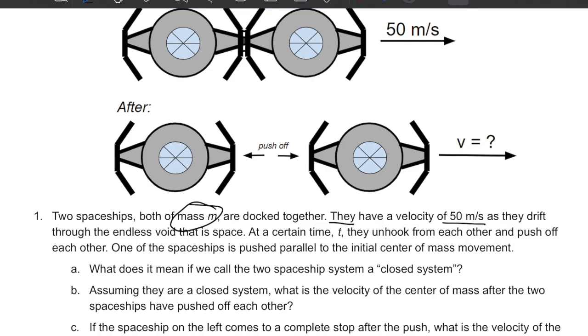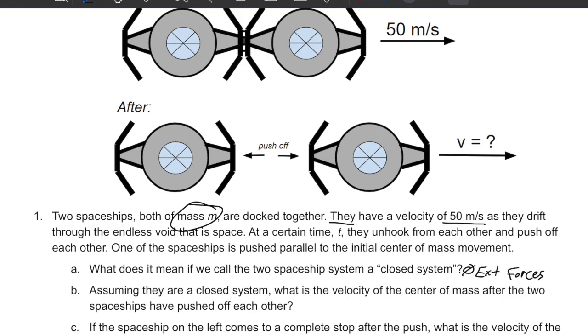We know that no external forces are acting on them, so as long as no external forces are acting on them, their system center of mass will remain at 50 meters per second, something that we're just thinking about. First question, what does it mean when the two-spaceship system is called a closed system? No external forces. A closed system has no external forces acting on it. Assume they're a closed system.